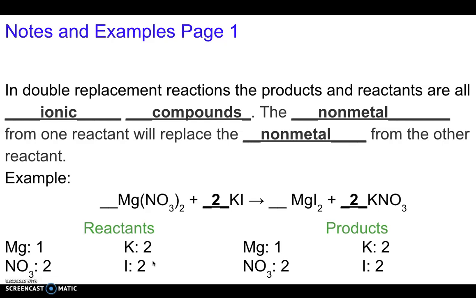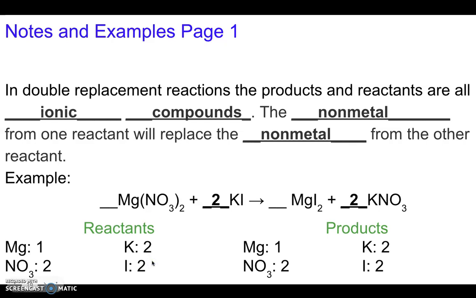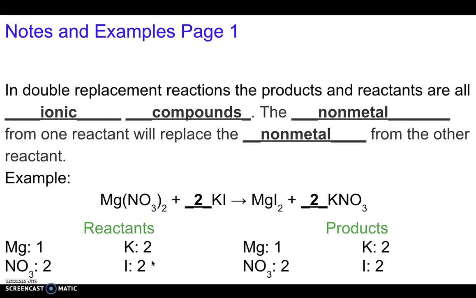Okay, let's continue this process with a couple more examples. Oh, and then remember, you don't put anything in those blanks. So really, this is the way it would be written, with nothing in front of MgNO32 or MgI2.